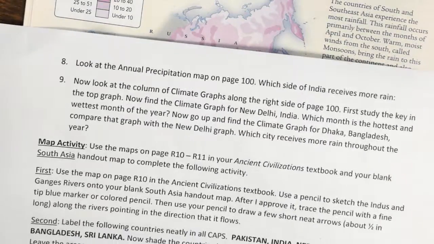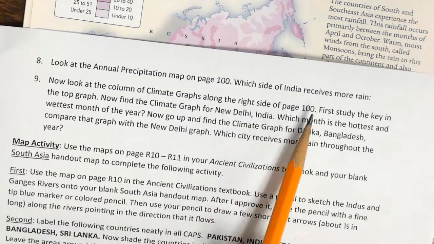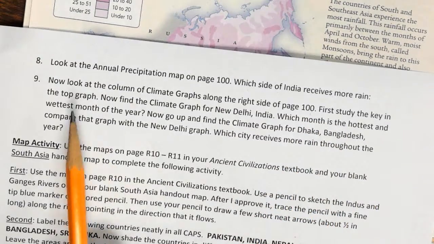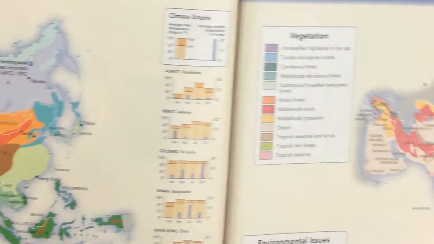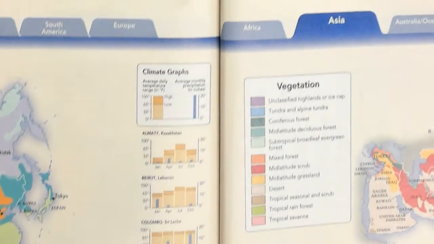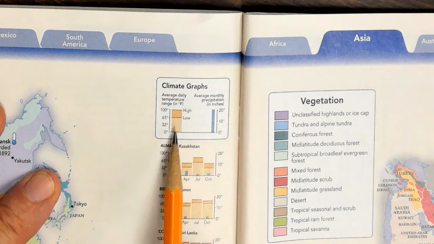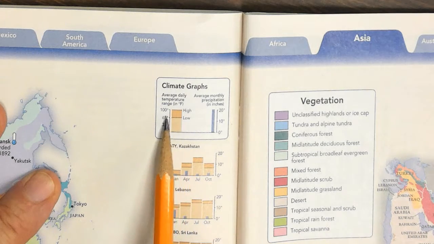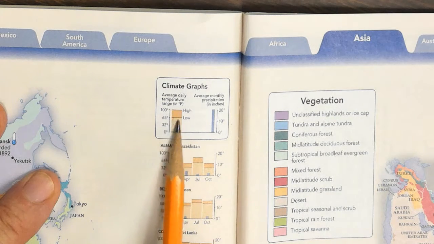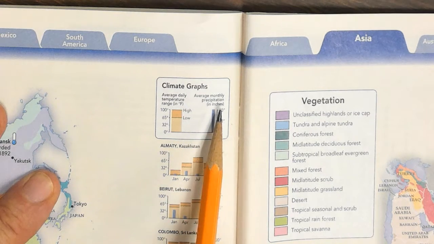You zoom out here. Now look at the column of climate graphs along the right side of page 100. First, study the key in the top graph. So we're on the right side of page 100, and there's a whole column of graphs over here. See them all? Let's take a look at the very top one so we can see what the key shows. The key shows that on this side you've got temperature, average daily temperature range in Fahrenheit, a high of 100, low is 65. So that's your average temperature, and over here is average monthly precipitation in inches. So that's up to 20 inches.